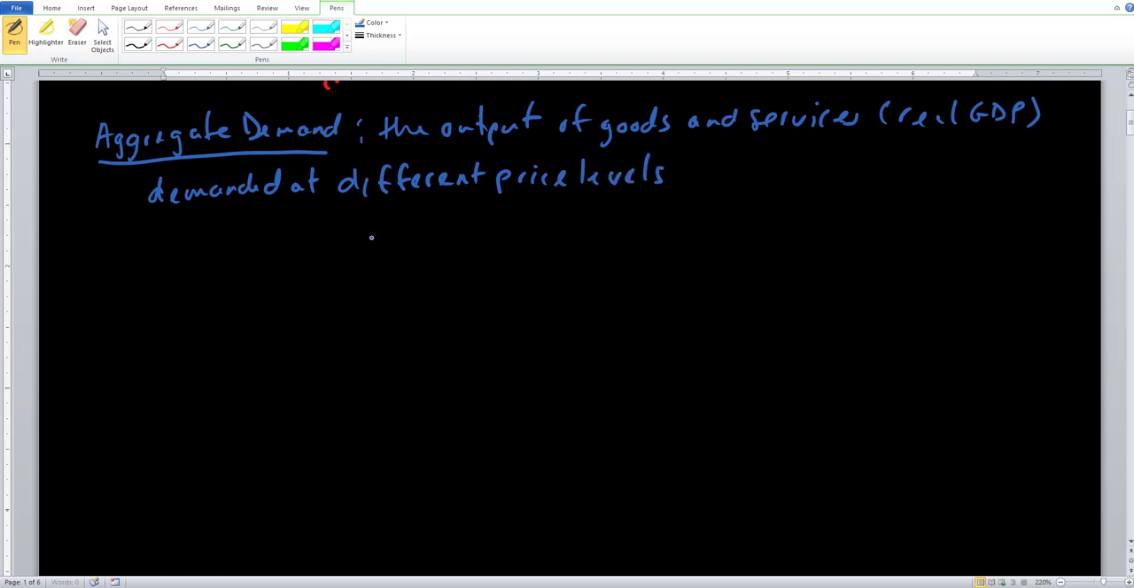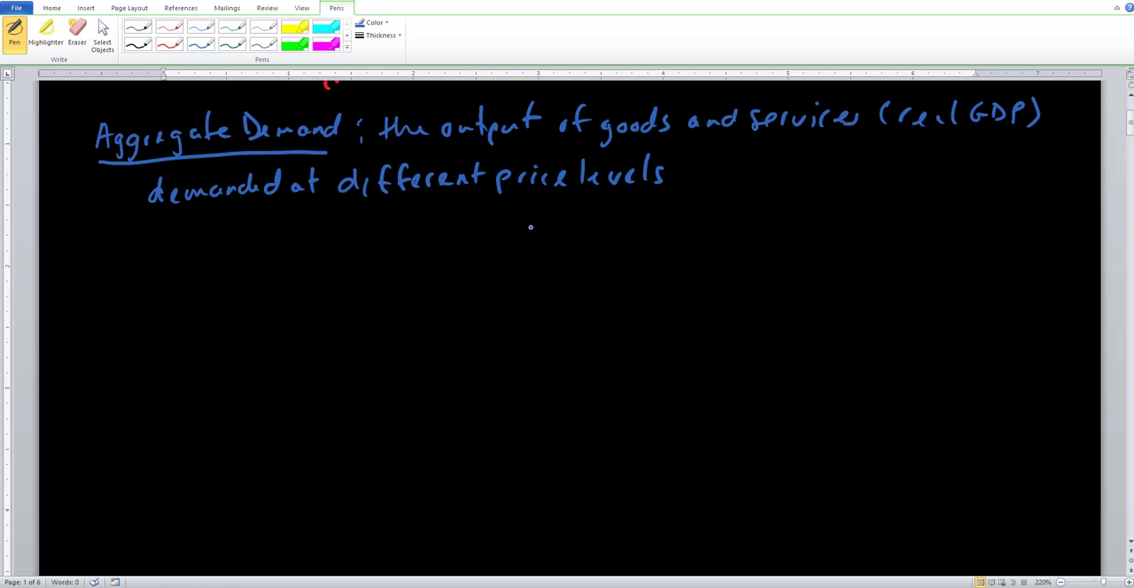So here, anytime we talk about aggregate demand, we're focused in on all the final goods and final services that this country is going to be producing. So real GDP in this instance. We're not focused just on one good or one service. We're focused in on all the goods and all the services. So what shape do you think our aggregate demand curve is going to look like? What type of relationship should there be between output and price levels?